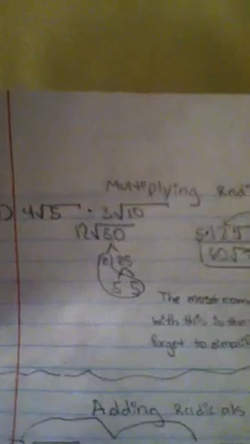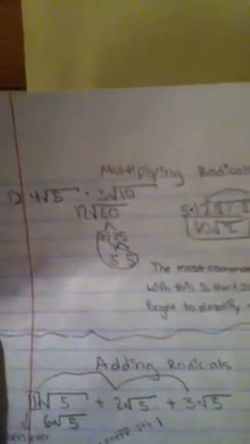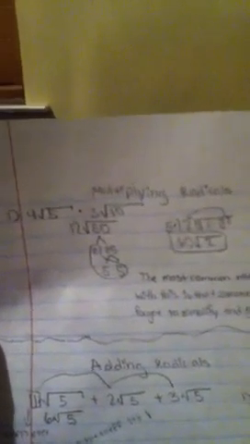Say you have the problem 4 square root of 5 times 3 square root of 10. First you have to find the steps, and the first step is to multiply the coefficients. The coefficients are 4 and 3. So you multiply those and you'll get 12. And then next, you go back to the steps and multiply the radicands. The radicands are 5 and 10. And if you multiply those, you'll get 50.